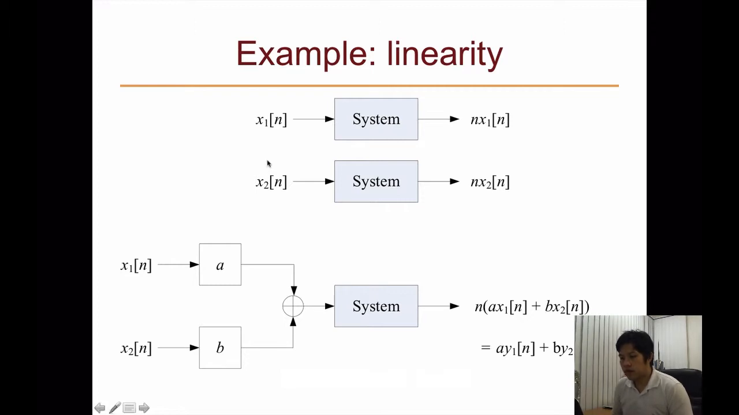So it's like when you give x1, a small input, to the system, you get a certain type of output. If you give the system x2, you get another type of output, and then if you add them together and give the combination to the system, you get the combination of the outputs. Then this system is a linear system.